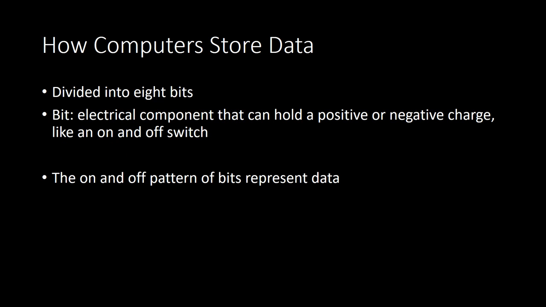In the last slide, we talked about how much space a byte takes up. A byte is actually 8 bits, and a bit is an electrical component that can hold a positive or negative charge, like an on or off switch. That's kind of how the computer translates everything. It puts it into binary, and then it reads whether it's a 0 or 1 based on whether or not an electric current is present. The on and off pattern of bits represents the data that the computer is going to process.